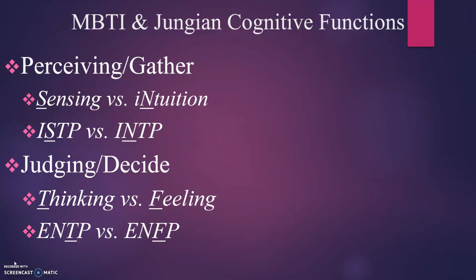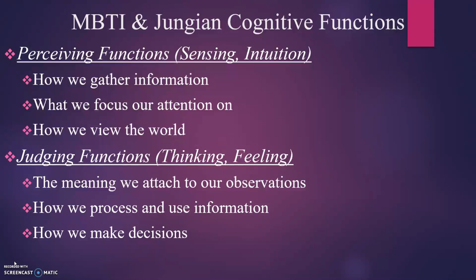So, let's break down the source material of the MBTI, which is Jungian cognitive functions. Now, the first type of cognitive function is a perceiving or gathering function, and this is sensing or intuition, so the S or the N in your 4-letter stack. And then we have the judging or deciding functions, which is thinking and feeling, the T or the F in your stack.